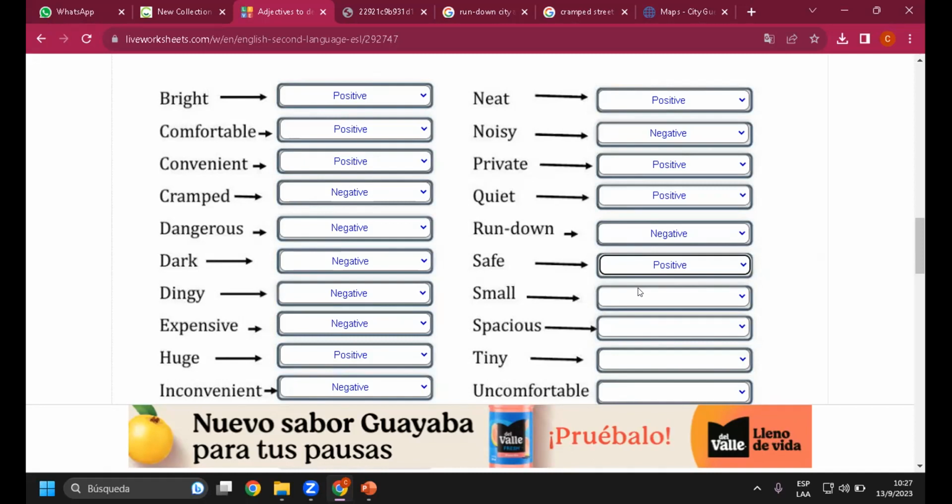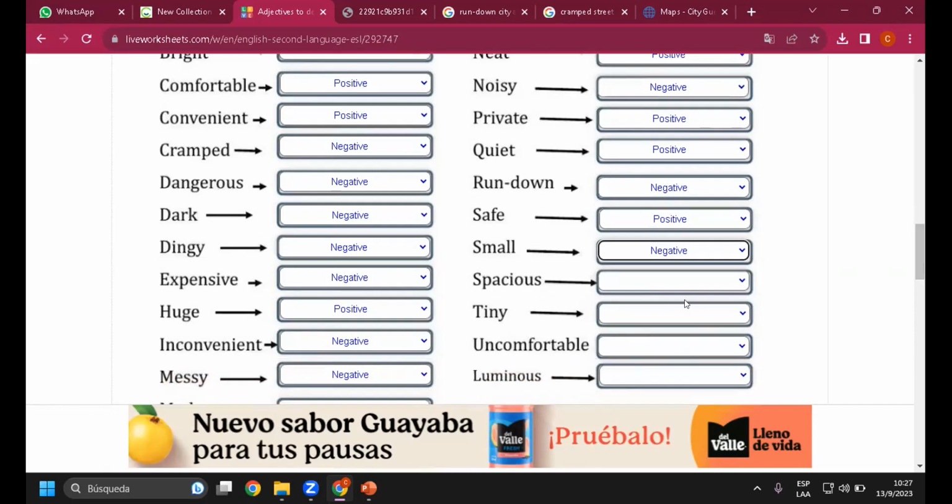All right. Then we have the adjective small. Is small positive or negative? Well, maybe negative, but no, exactly. It depends on the point of view, right? But if we are talking about countries or cities, it's considered negative. Some people consider that it's better if it is big than small. Then we have spacious. What do you think? Positive.